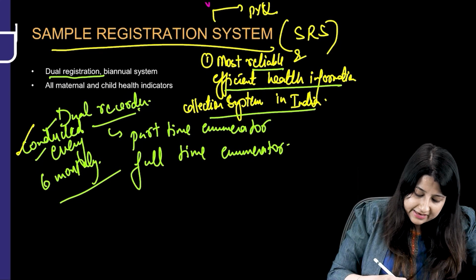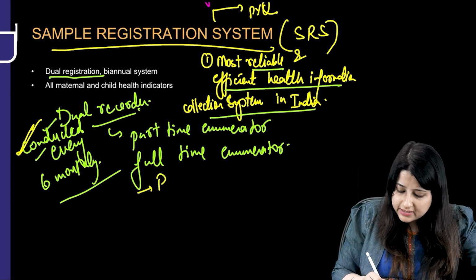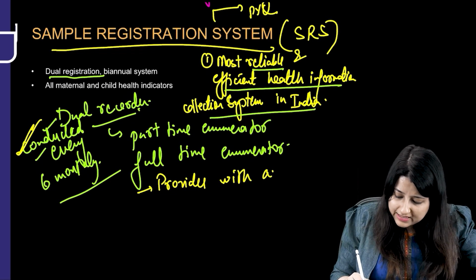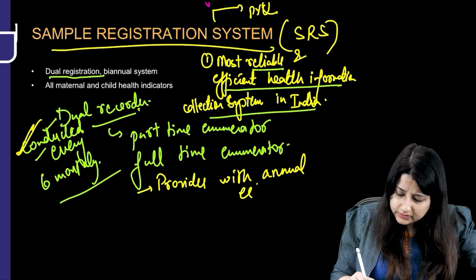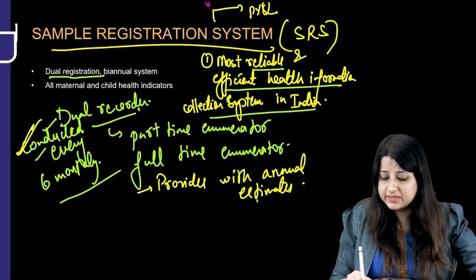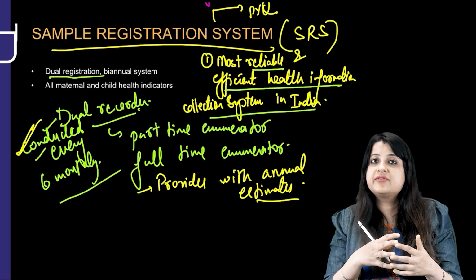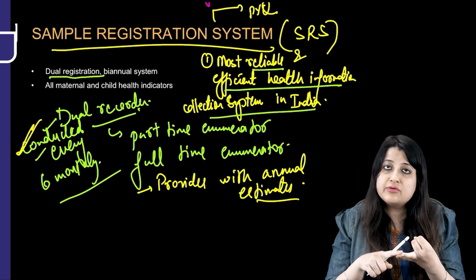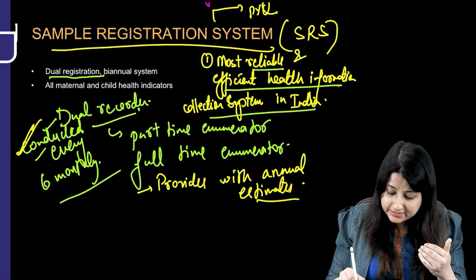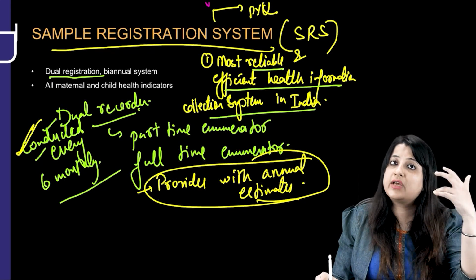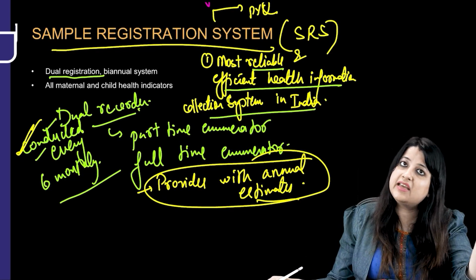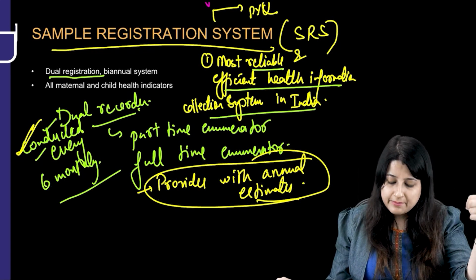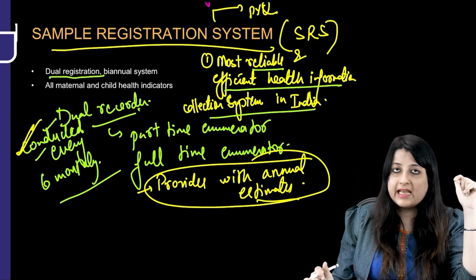So, it is conducted every 6 months, but it provides us with what? Annual estimates. You will get the SRS information. The SRS bulletin is released every year: SRS 2020, 2021, 2022. So it provides us with annual estimates. It's conducted every 6 months, as a dual recorder system by a part-time enumerator and a full-time enumerator.